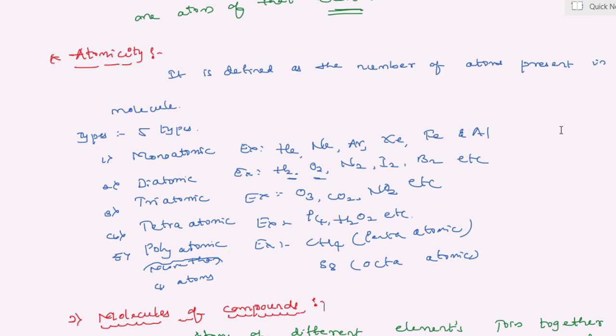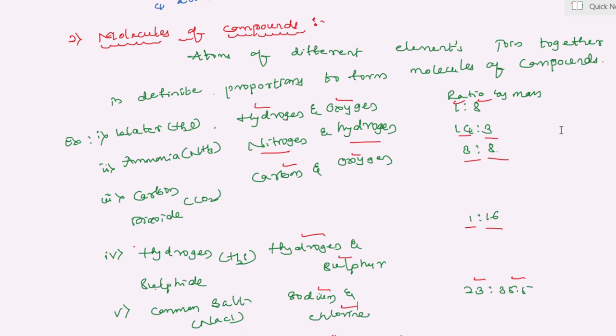Next one is atomicity. It is defined as the number of atoms present in a molecule. They are of 5 types. First one is monatomic, second is diatomic, third is triatomic, fourth is tetratomic, fifth is polyatomic. Mono means one atom, di means 2 atoms, tri means 3 atoms, tetra means 4, and poly means more than 4 atoms.